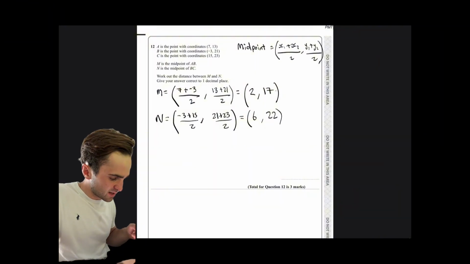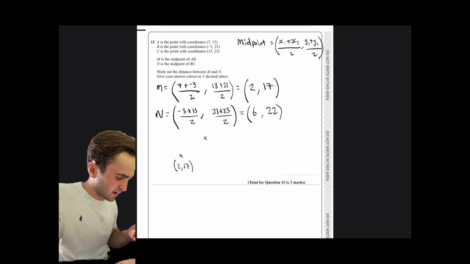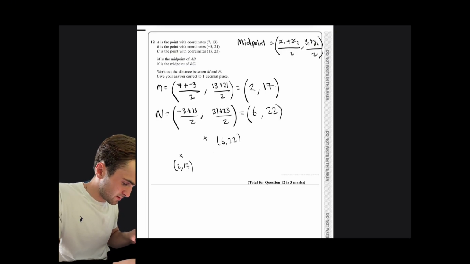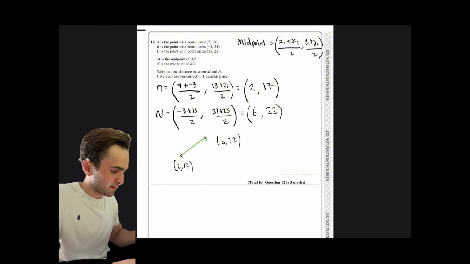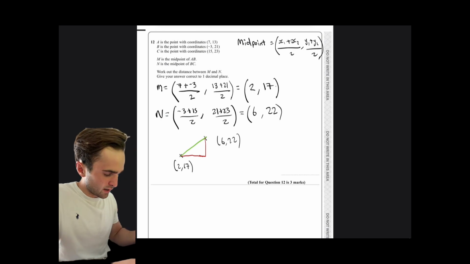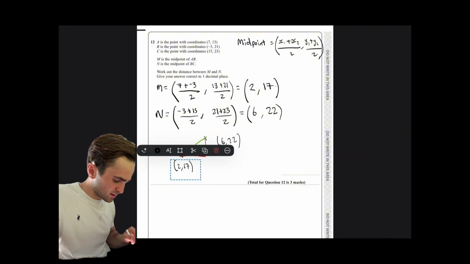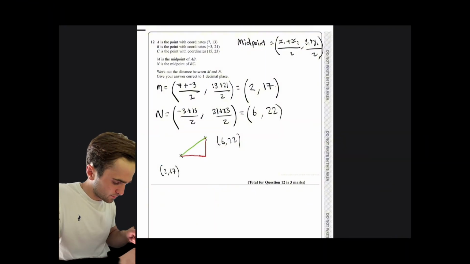So at this point, M is going to be a coordinate about here, right? And then N is going to be a coordinate like here, which is 6 and 22. So you need to find the distance, and we do that using Pythagoras and breaking it into its components. So how much does it change in X? How much does it change in Y? And then do Pythagoras.